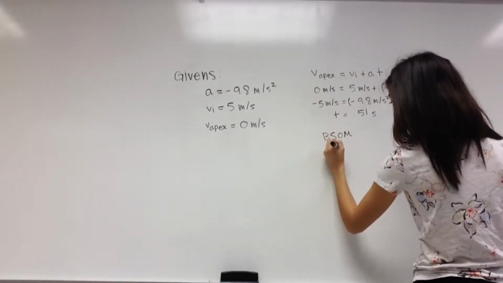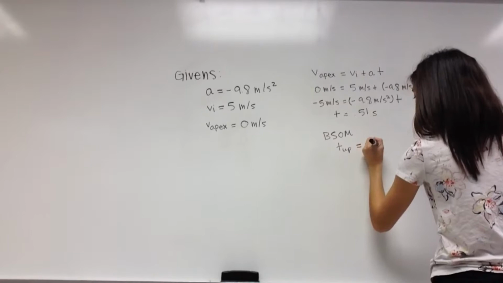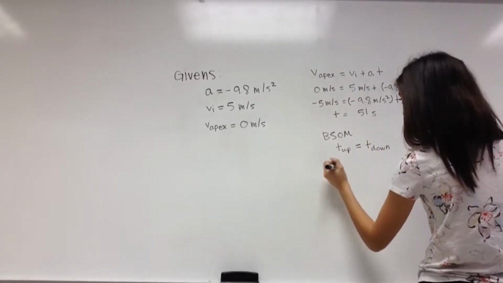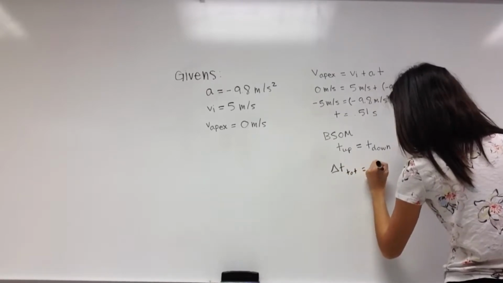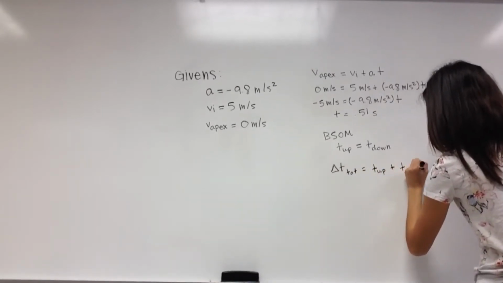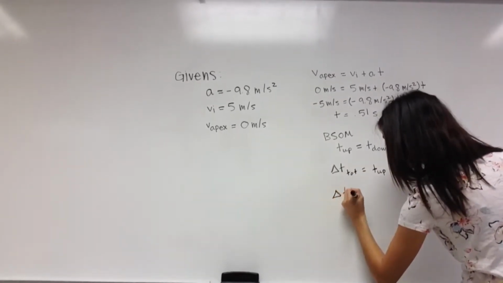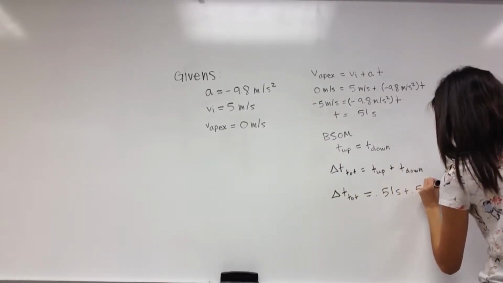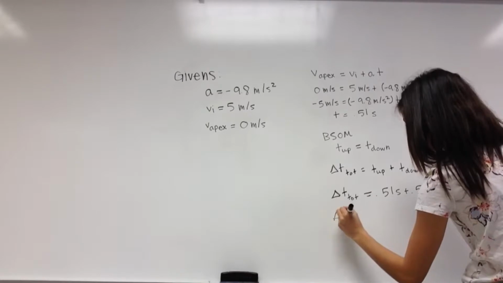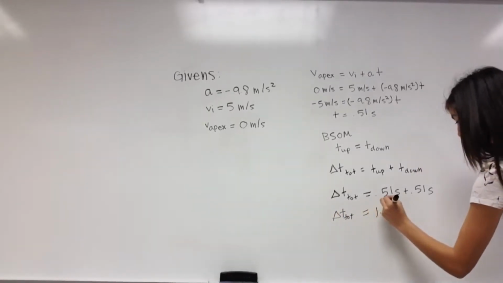This is only the time up to the apex, so you can use symmetry of motion, which states time up equals time down, to calculate the total time. Add the times together. You should get 1.02 seconds.